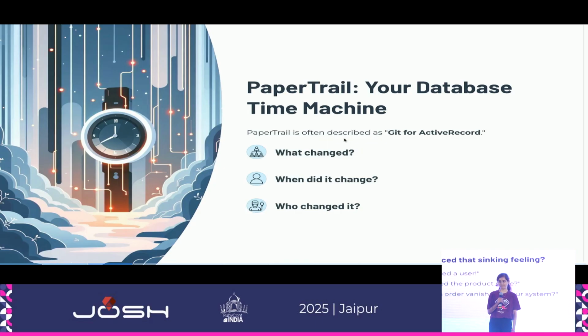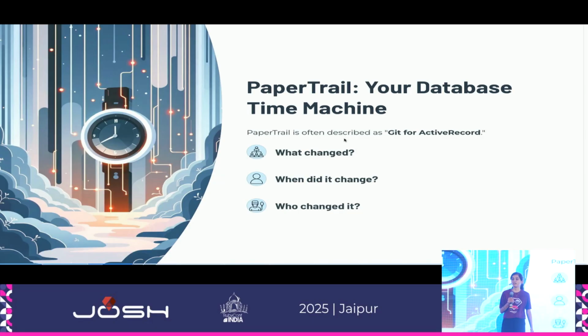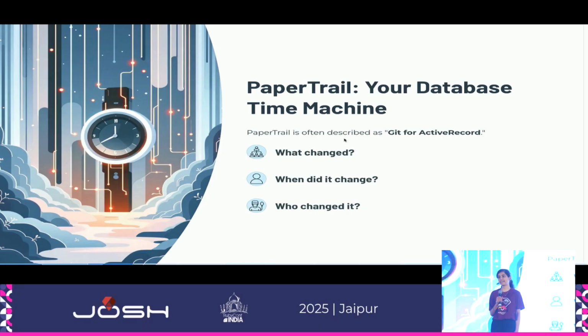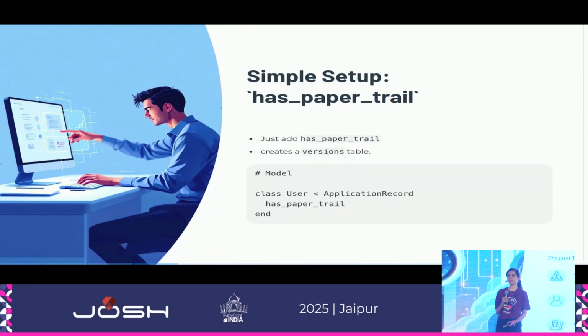So that's it, the paper trail gem. In Ruby, there is a gem known as paper trail. Next slide. There is a gem, paper trail, which acts like a time machine for our database. You can think of it like Git, but for our database. It can capture our every move like update, create, and delete. And it also checks what changed, when it changed, and who changed it.